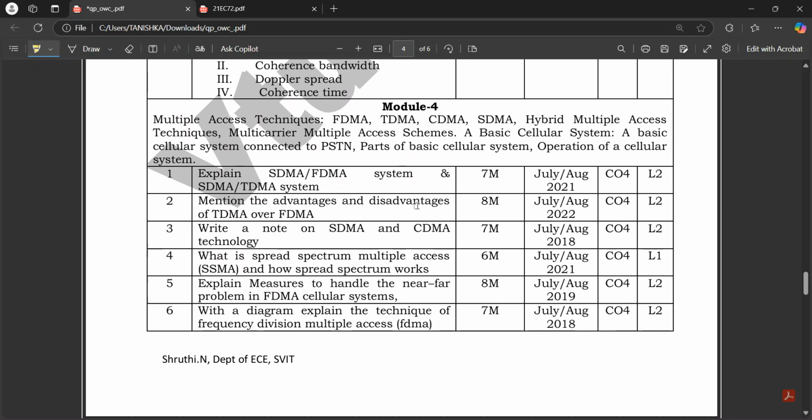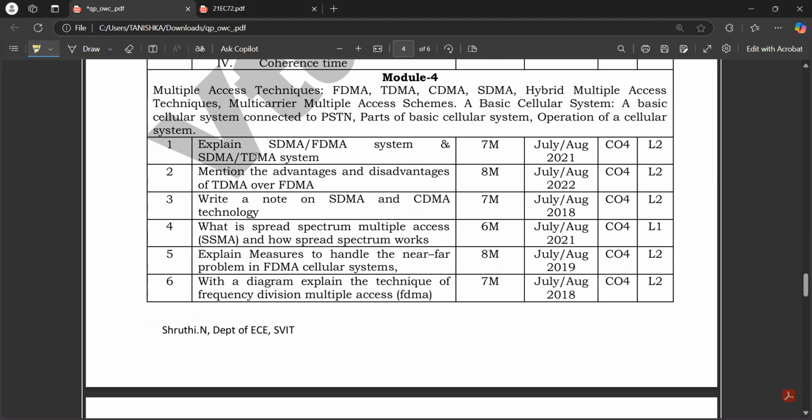Then in module 4, explain SDMA, FDMA, TDMA. Then mention the advantages and disadvantages of TDMA over FDMA. Write a short note on SDMA and CDMA technology. What is spread spectrum, multiple access, and how spread spectrum works. Explain measures to handle the near far problem in FDMA cellular systems.